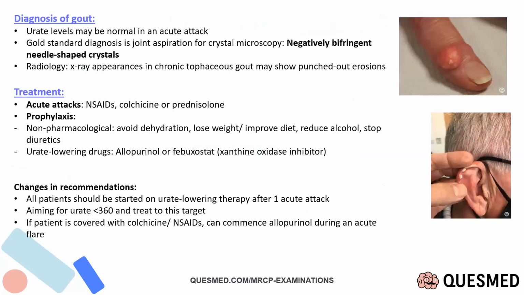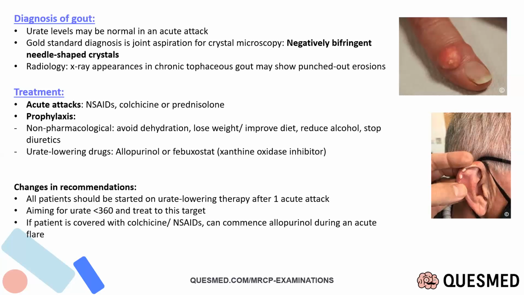So in terms of diagnosis, don't use the urate levels in an acute attack. They are often normal. The gold standard is to get a bit of fluid off and send it off for crystals. And you're looking for the negatively birefringent needle-shaped crystals. And that lovely picture there is some tophaceous gout. You can actually aspirate the tophi, which gives you this disgusting chalky type liquid, which you can send off and test directly for crystals too.